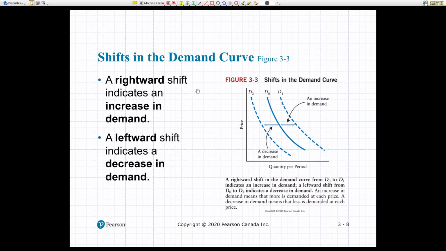A rightward shift means an increase in demand, and a leftward shift means a decrease in demand. A shift left and up on the same curve is a decrease in the quantity demanded, and a shift down and right on the same curve is an increase in the quantity demanded and a decrease in price. That's the big difference between demand and quantity demanded. This is something you just have to get used to saying. It's a way to express things.